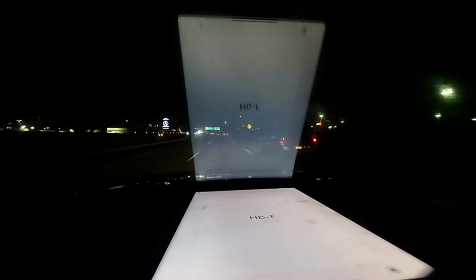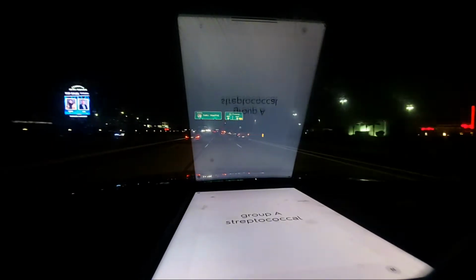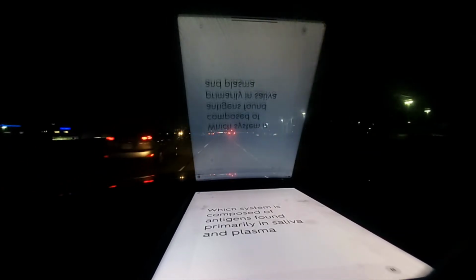Which hemoglobin is resistant to alkali denaturation? HbF. GAS antigen. Group A streptococcal. Which system is composed of antigens found primarily in saliva and plasma? Lewis.